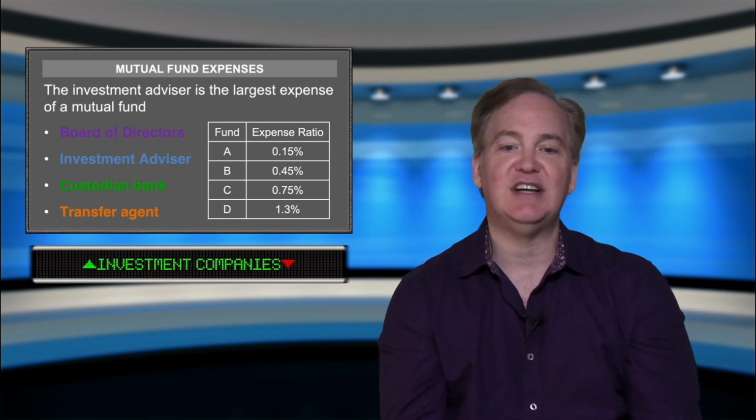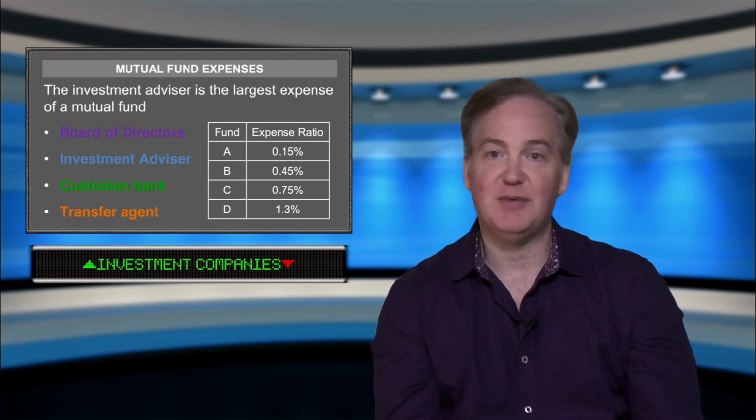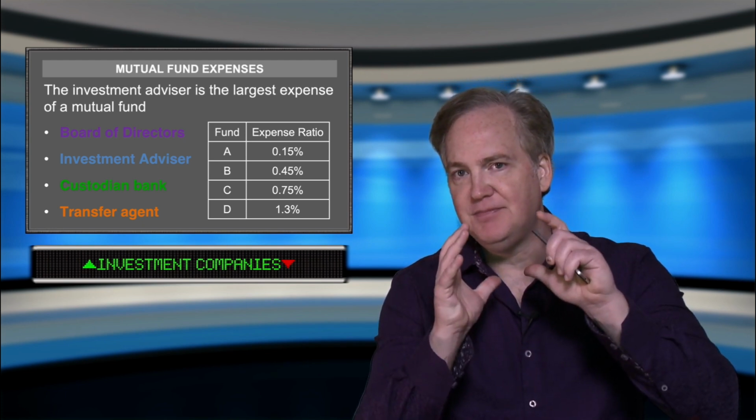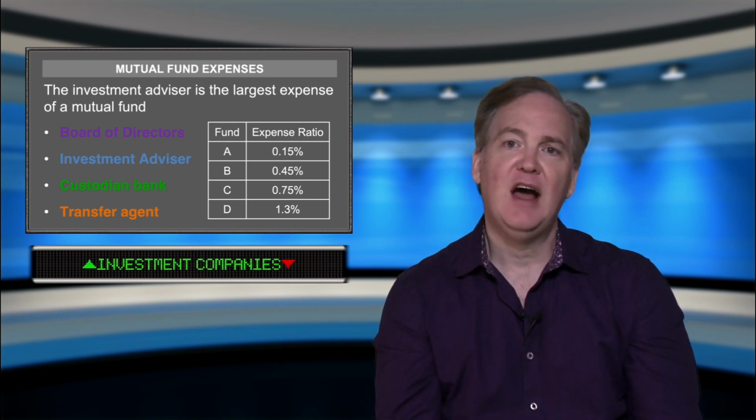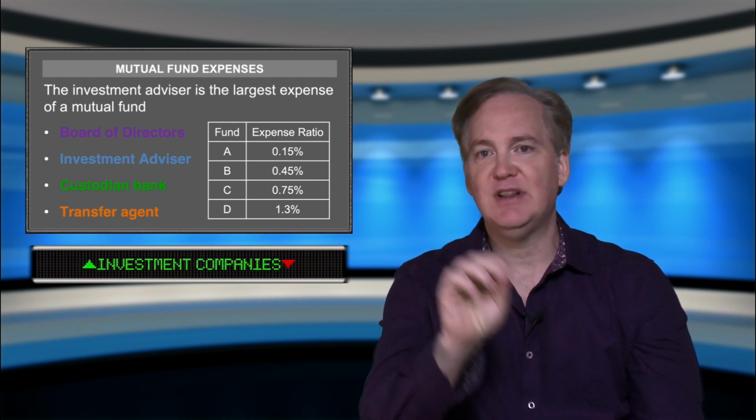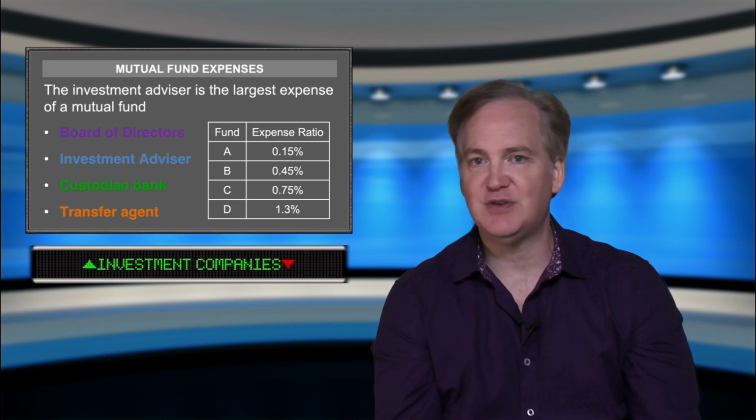Fund Company C with an expense ratio of 0.75 may be that income fund. Perhaps this is a corporate bond fund. So this is a great example of some of the concepts you could be tested on as it relates to a mutual fund expense ratio.